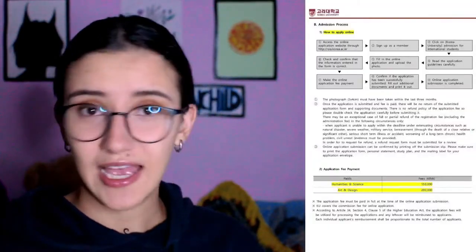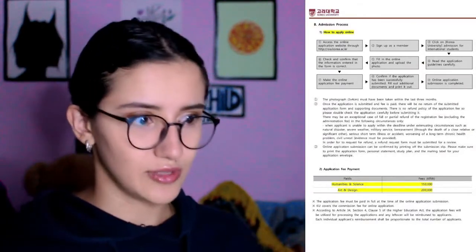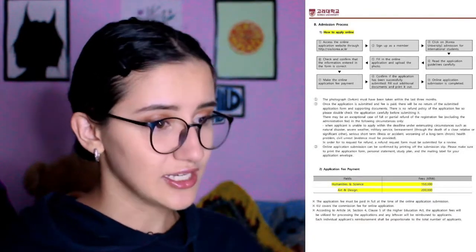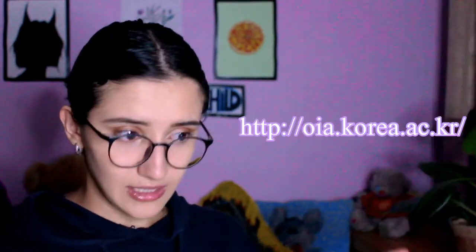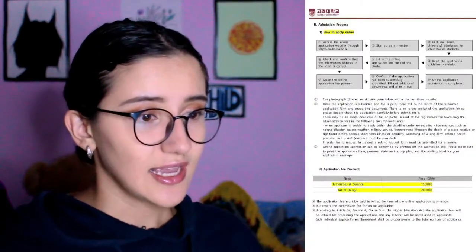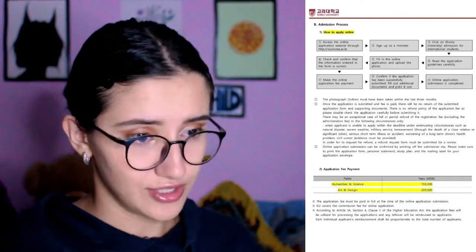Okay, next one, admission process and how to apply online. Basically, here are 9 steps, and I'm gonna read them for you. So the first one is access the online application website through the link, and it will be in the description box. Second, sign up as a member. Third, click on Korea University admission for international students.